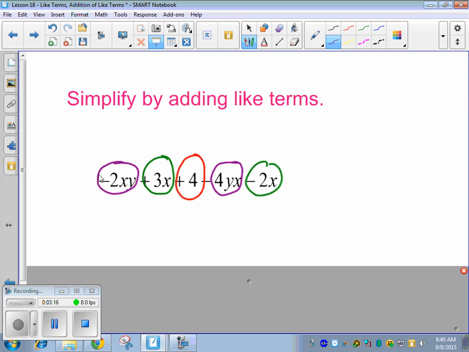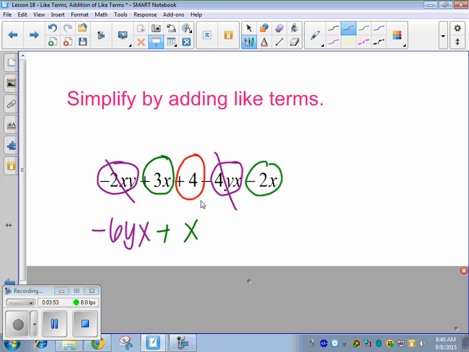So I have a negative 2xy and I have a negative 4yx. When I want to scrunch those together, what am I going to get? Micaiah? Yep, negative 6yx or xy, whichever way you want to write it. So we took care of these guys. Now I'm going to do my green. So these are my x's. I have a positive 3x and a negative 2x. How many am I going to end up with? 1x, right? So I'm just going to write plus x. Just x is the same thing as 1x. You could write 1x if you really want to.